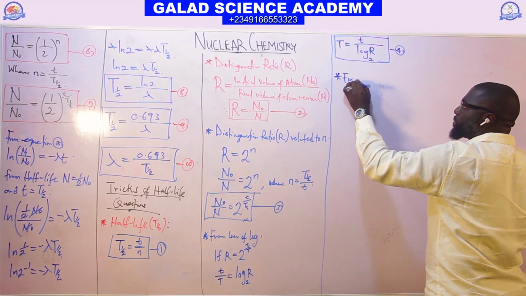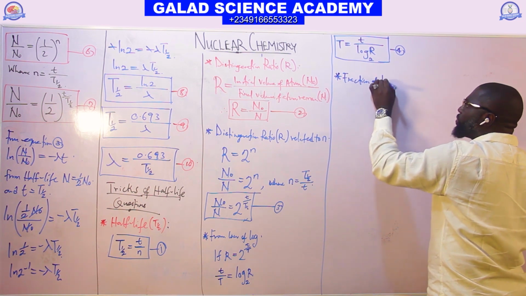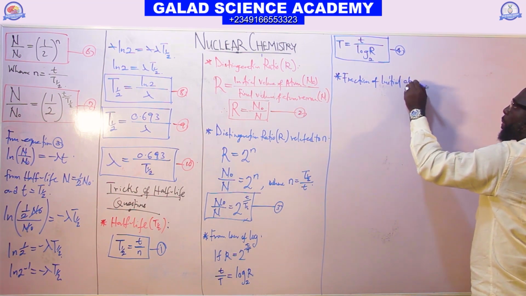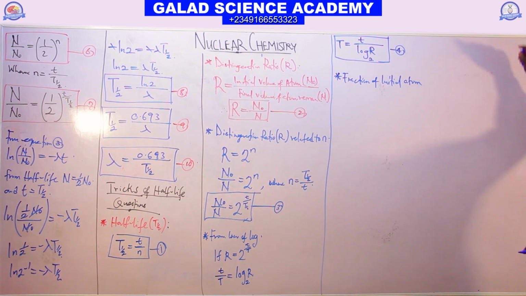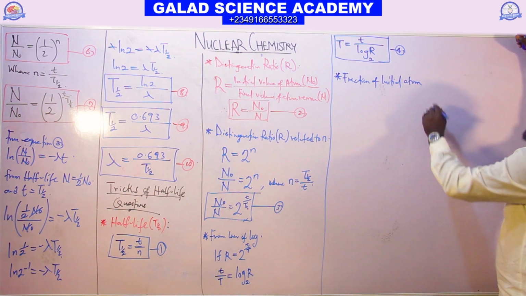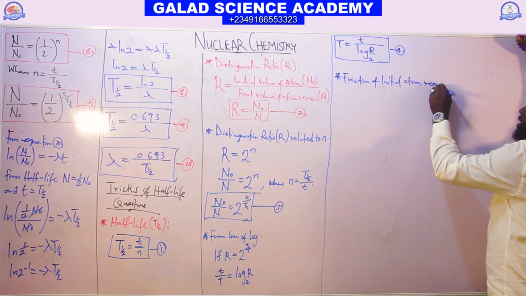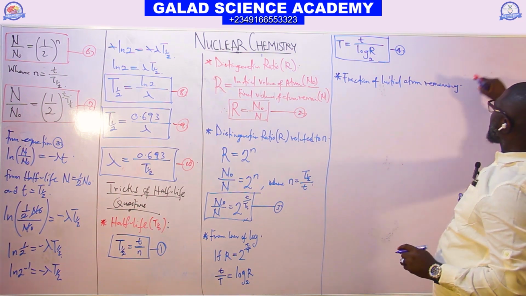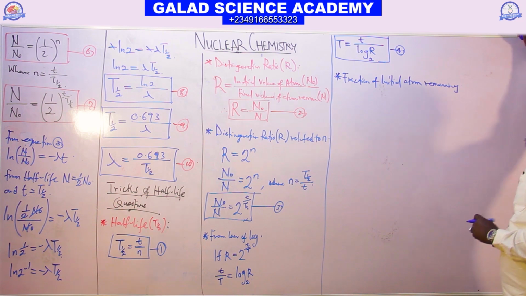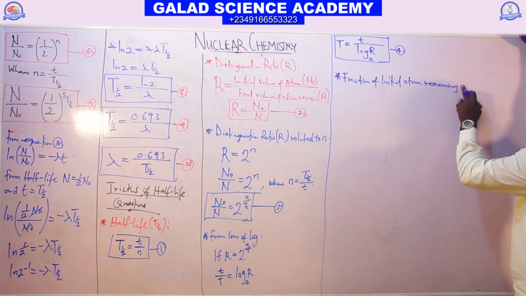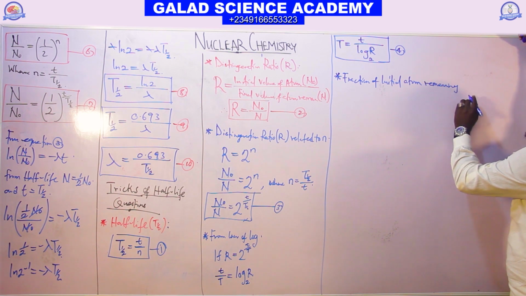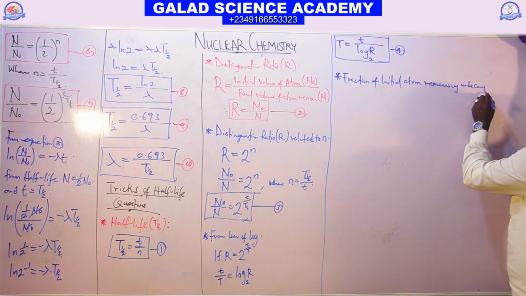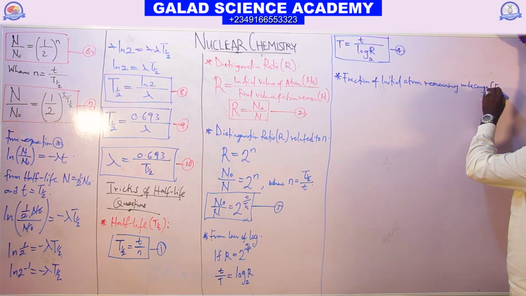And the last one is the fraction of initial atom or mass remaining. Initial atom remaining on decay. I'll call it FD.